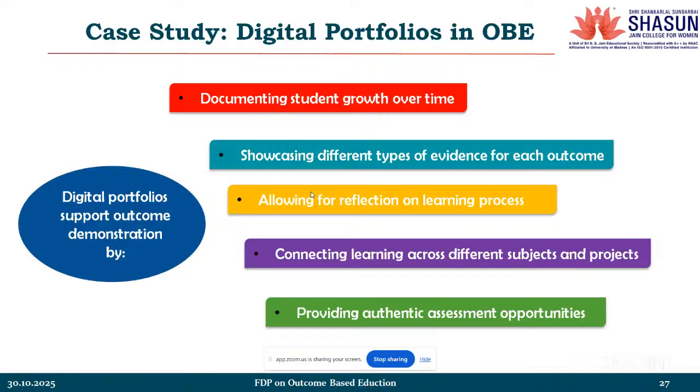Okay, so this is my desired outcome. What is the proof I have for that, and what are the different types of evidence I have to give as evidence for my particular outcome? And it allows for reflection on the learning process. Reflection is reviewing your process, whether the particular outcome is achieved or not. What is lagging, and where I need to redefine my process. What is my strength and where is my weakness, where I need to improve, or whether a different learning path should be given.